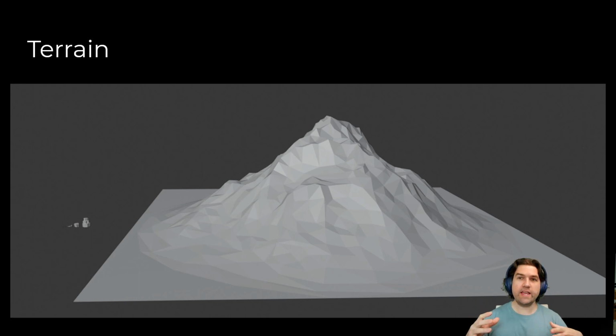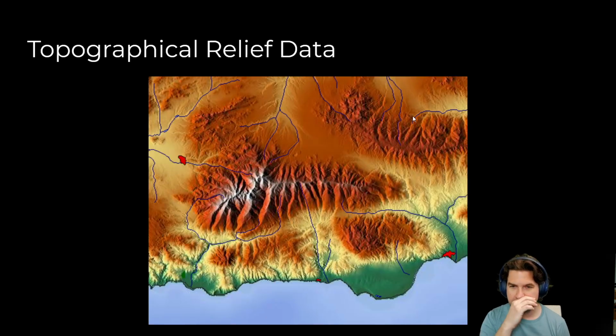Like the scale of terrain we're thinking about is so large that us as a viewer shouldn't be able to see the end of it. The terrain sort of encapsulates terra firma, the world underneath us. And as such, terrain itself can be described in a lot of ways. Maybe you've seen a map like this before. This is a topographical relief data map.